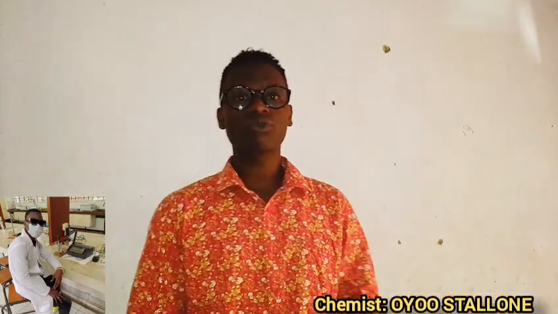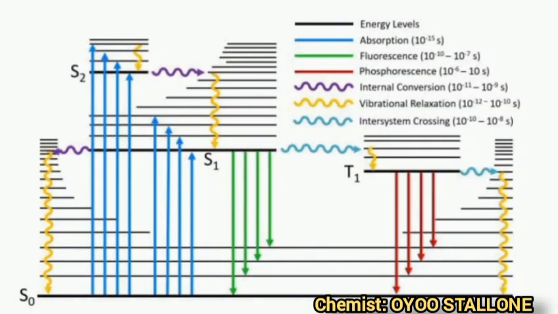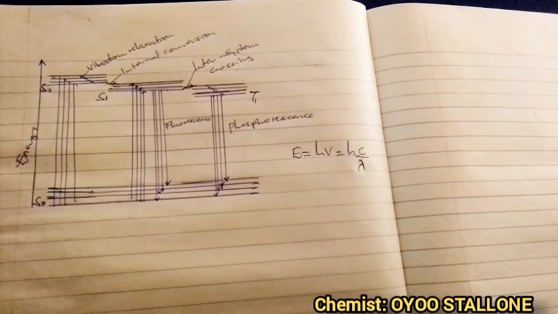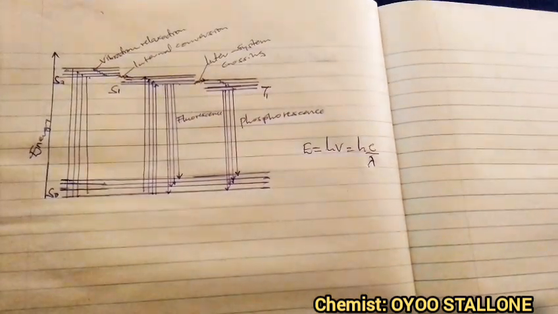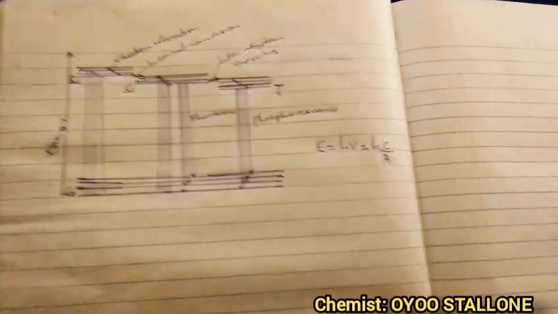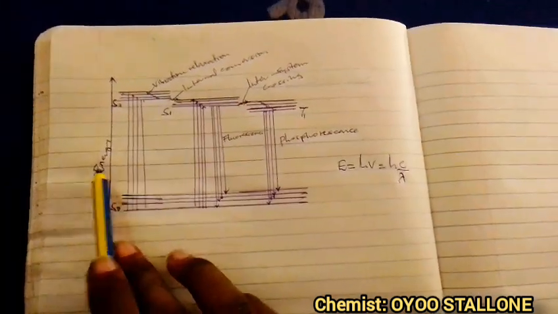So today I'm going to take you through the Jablonski diagram. This is under photochemistry. This is a simple pictorial representation, or a sketch, of the Jablonski diagram. So you can see here.